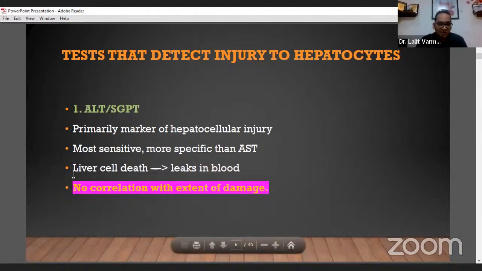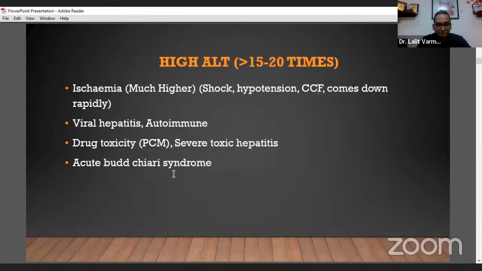So no correlation. And here when we talk about ALT, there's no correlation with the extent of damage. So when we say, is 1,000 a certain kind of damage, it's not that. It's just that it has diffused, or the time we do the blood test, we pick the higher number, but that doesn't tell you exactly the extent of damage. Second, when we have a very high ALT, which is like 15 to 20 times, definitely we need to talk about ischemia, which is much higher. It can be in cardiogenic shock, hypotension, CCF, but it comes down rapidly when there is ischemia.